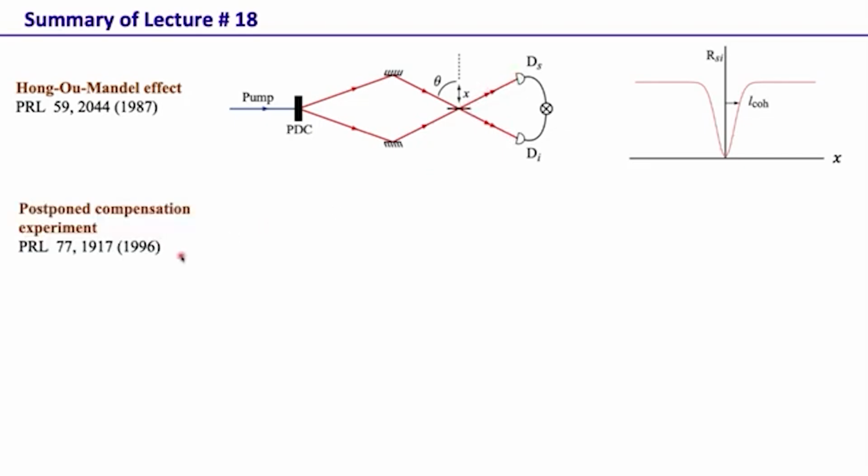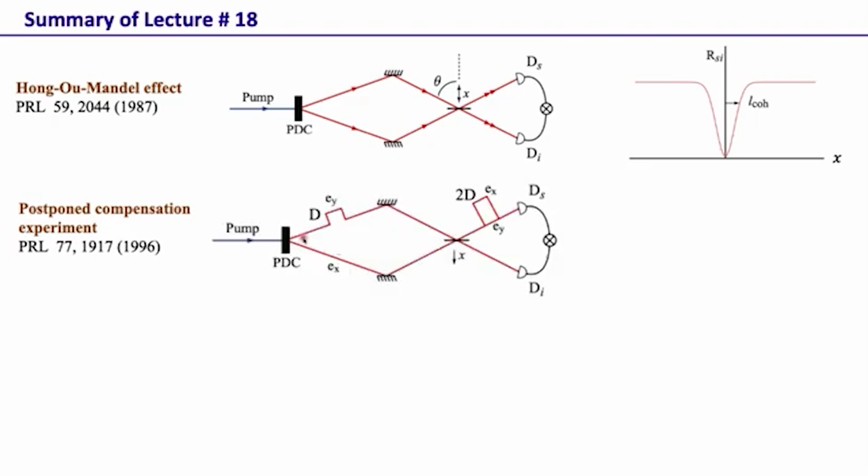But this bunching interpretation was challenged in the post-quantum compensation experiment that was done almost 9 years after the Hong-Ou-Mandel effect. In this experiment, some delay was introduced to make sure that the two photons do not arrive at the beam splitter simultaneously. For this, people used photons with different polarization. For example, this is x polarized and this is y polarized, and we introduce a delay d in the y polarization. After the beam splitter, another delay is introduced, but this is a polarization dependent delay. If a y polarized photon comes this way, it sees no delay, but if it's an x polarized photon, it sees a delay of twice d.